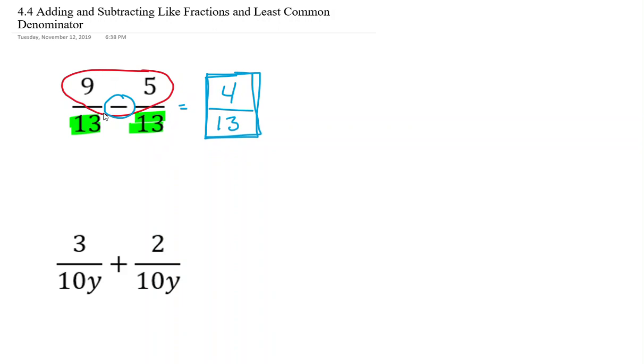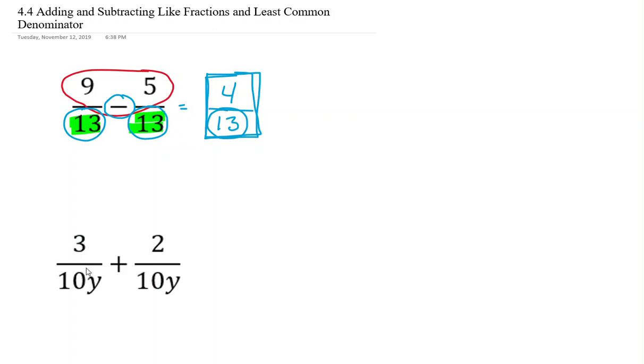I like to use my little apples and oranges thing. 9 apples minus 5 apples is 4 apples. So the denominator is just what kind of thing we're talking about. We're talking about 13ths. So how many 13ths do we have? If I have 9 of them and I subtract 5 of them, I have 4 left. All right, let's do the next one.